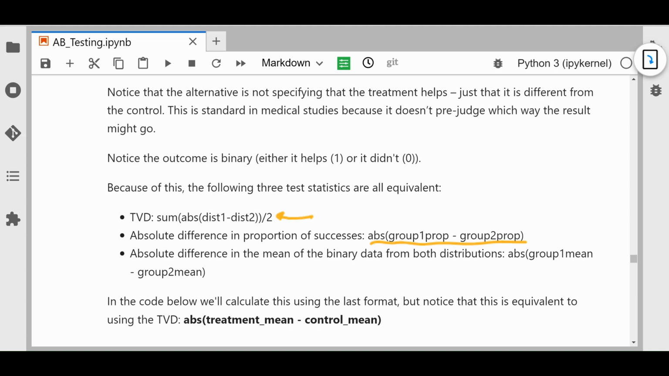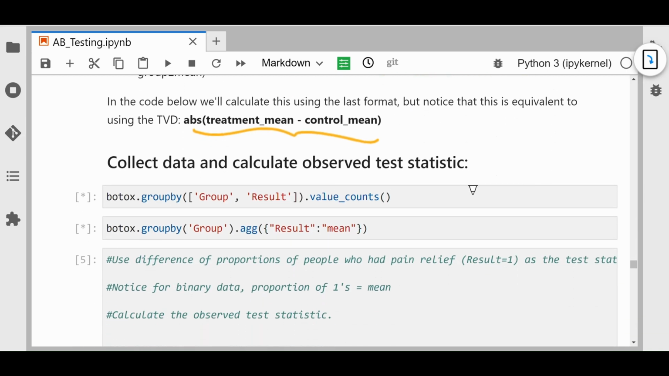So these are equivalent. And because I have binary data, it turns out that the proportion of ones in a given group is actually equal to the mean of the data from that group. Because I'm adding together a bunch of zeros and ones and dividing by the total number, the mean will be equivalent to the proportion of ones. So that's how I'm going to code it here. But I just want you to realize that's equivalent to the TVD. So you could use our TVD function just as easily here. All right, so let's calculate our observed test statistic for this.